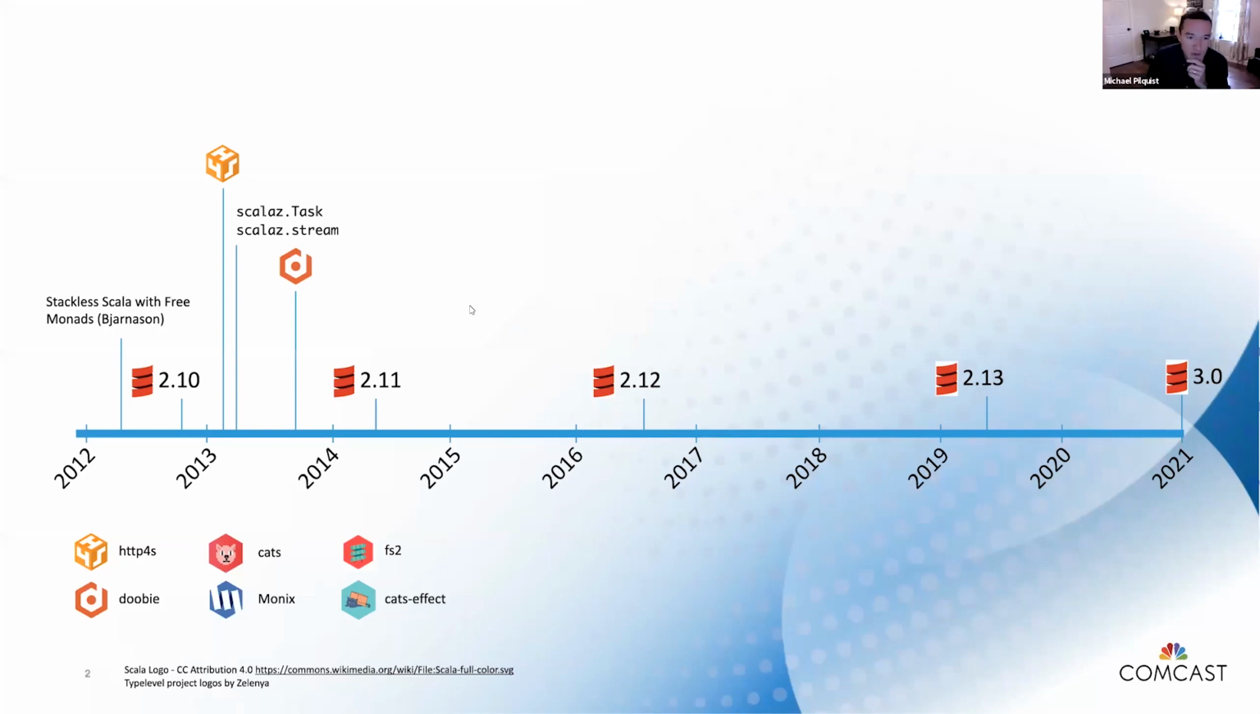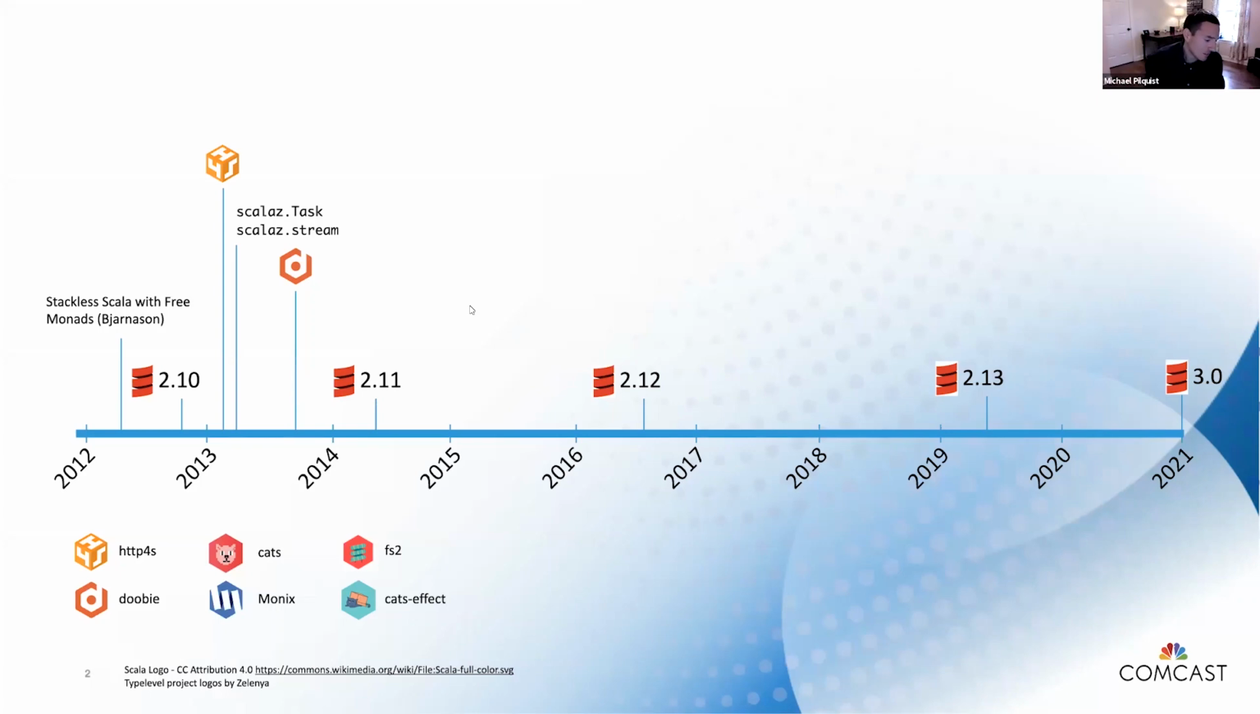In 2013, we had some foundational libraries start their development. In particular, HTTP4S, the Typelevel web framework, and Doobie, the Typelevel JDBC library, both started in 2013. At the time, both were built on top of Scala Z.